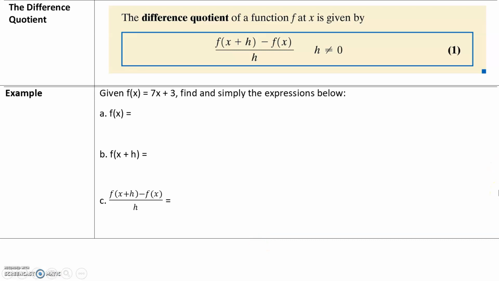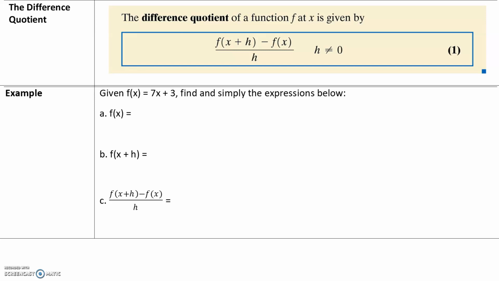In this section, we will talk about the difference quotient of a function f at x, which is given by the expression f of x plus h minus f of x all over h. Here's an example. Given that f of x equals 7x plus 3, we want to find and simplify the following three expressions. Let's start with f of x.